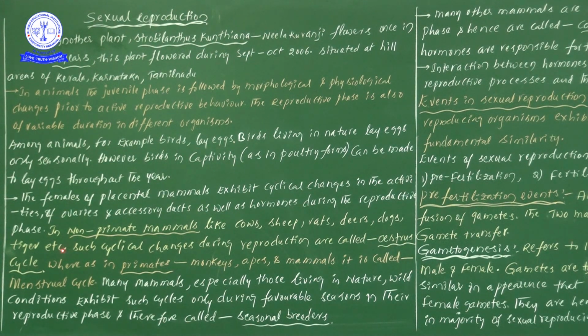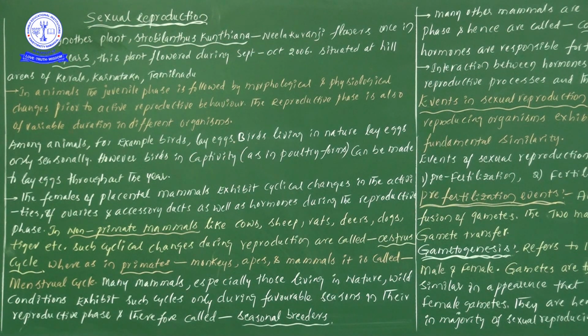One more interesting and important point: in non-primate mammals like cows, sheep, rats, deer, dogs, tigers, and still so many more, for our convenience we took very well-known ones. So from the non-primate mammals point of view, such cyclical changes during reproduction are known as the oestrus cycle.